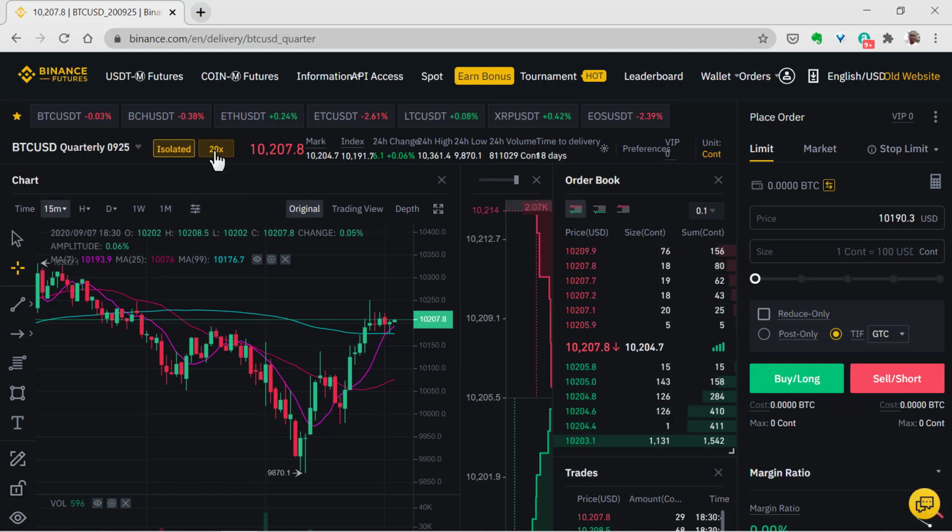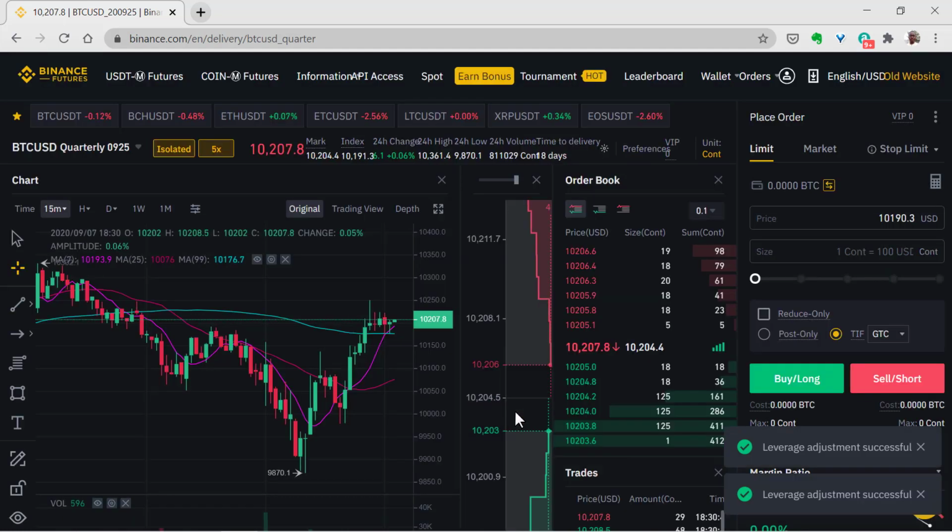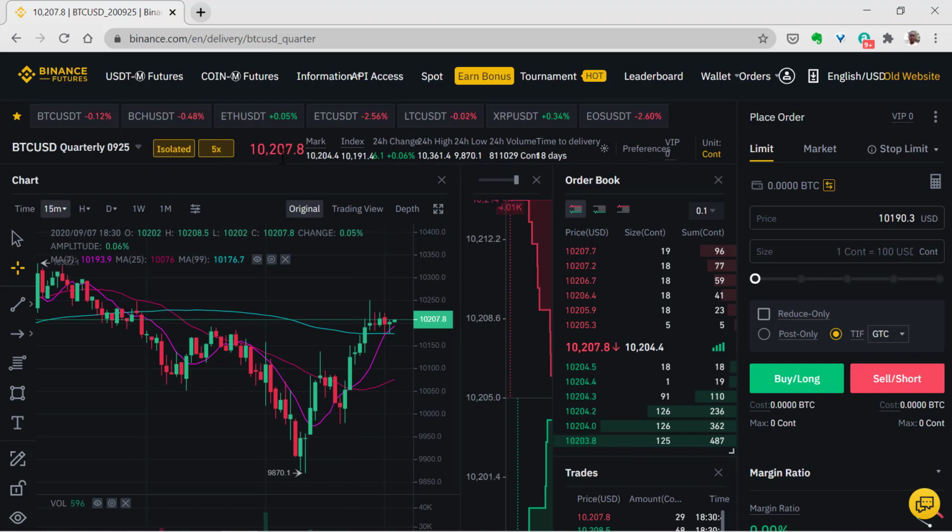You could also adjust the amount of leverage you want. So there's a slider here which you could move from 1 to 125. You could also enter in the leverage you want here. Maybe let's say 5 and confirm. There, you see.